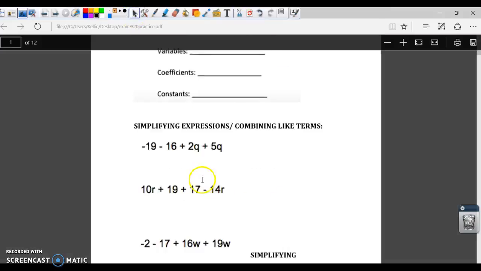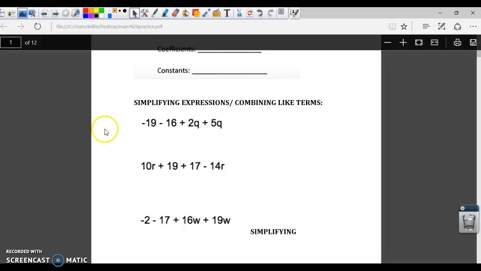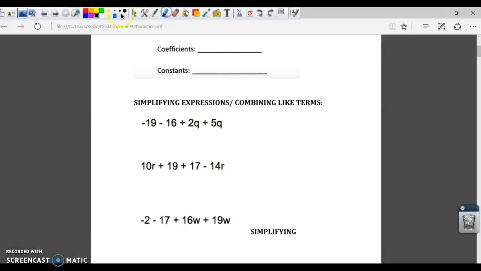Okay, so second part of the test, simplifying expressions. Basically, you're combining your like terms. So I'm going to use the highlighter for this. Remembering how to combine like terms. This is a like term. Make that a little bit smaller. This is a like term, and this is a like term, because they don't have variables with them. These two have the variable q. So this is a like term, and this is a like term.